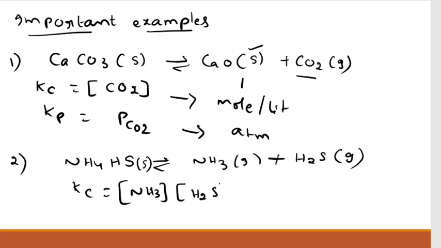Similarly, if we consider this particular reaction, Kc for this reaction is nothing but NH3 into H2S, because the solid concentration is 1 and hence only the gaseous concentrations we have taken. Similarly, Kp is nothing but the partial pressure of NH3 and partial pressure of H2S. So these two are very important. Exceptional cases, not only these two, if you observe any solids in the particular equilibrium process, remember that we need to take the concentrations as unity.